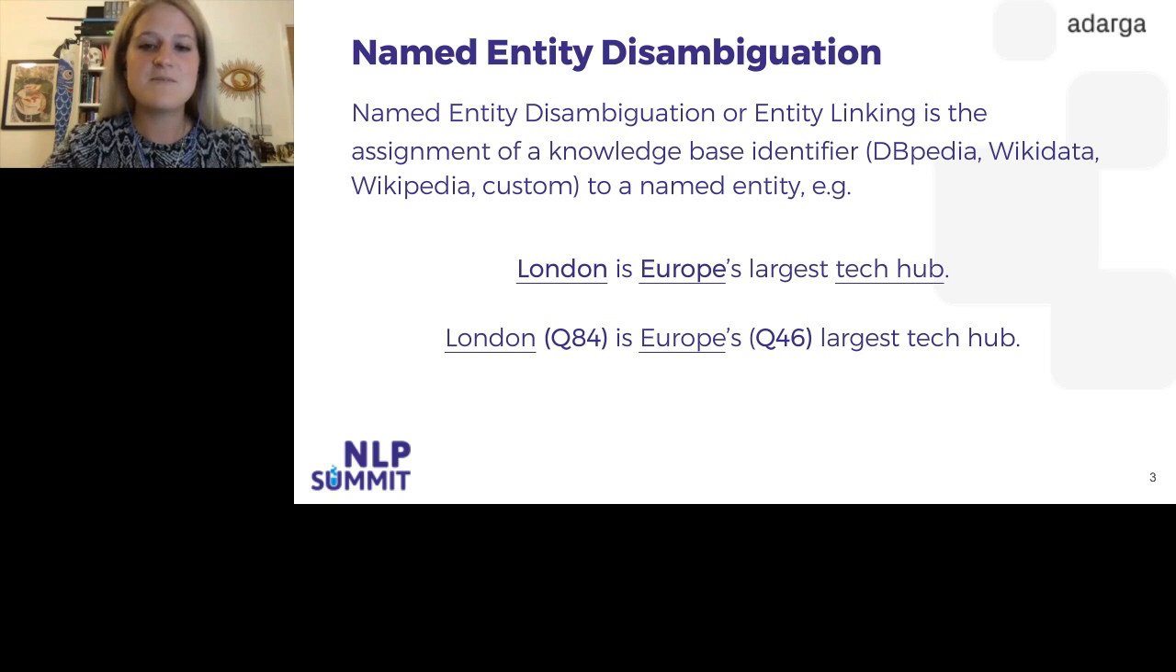And more formally, named entity disambiguation or entity linking is the assignment of a knowledge base identifier, be it from Wikipedia or something more custom, to a named entity. So just looking through a simple example, London is Europe's largest tech hub. For a human, the context may be sufficient in resolving which exact London is being referred to here. But for a machine, the assignment of a unique identifier is explicitly necessary. It can't really know that in that sentence, London is the one in the United Kingdom. And this is quite a challenging problem.